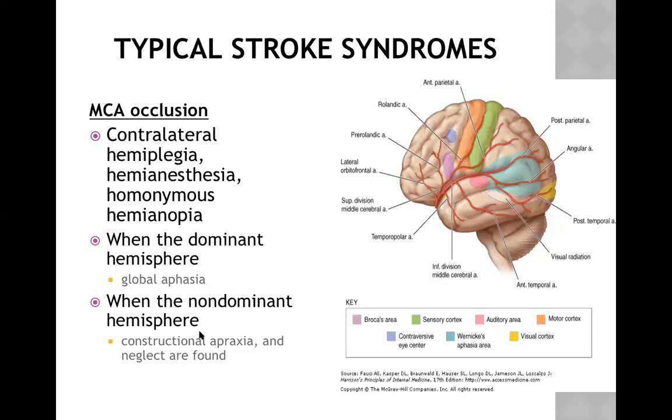Another one, when the non-dominant hemisphere is affected, for example, in a right-handed person, the right cerebral hemisphere is the non-dominant one. In this regard, there is constructional apraxia and cerebral neglect. Now, cerebral neglect, I already talked about. And constructional apraxia means that the person will forget whatever he has learned before. For example, the person was a very good driver before. He completely forgets about that. The person forgets about drawing. He used to be a very good artist before. He completely forgets about that. So this is called constructional apraxia. So these are the things which occur when the non-dominant cerebral hemisphere is affected because of MCA occlusion. Let's move on.